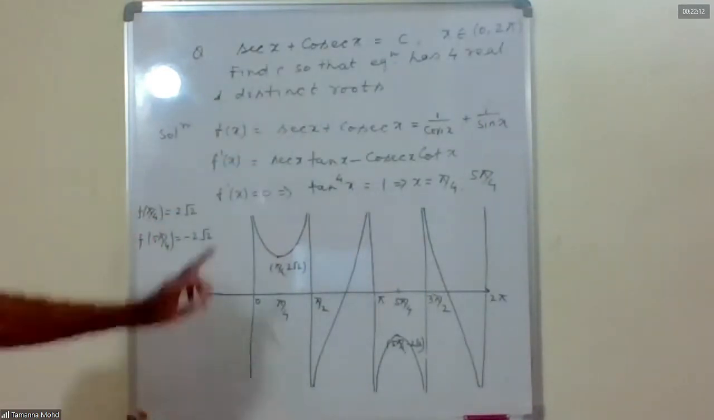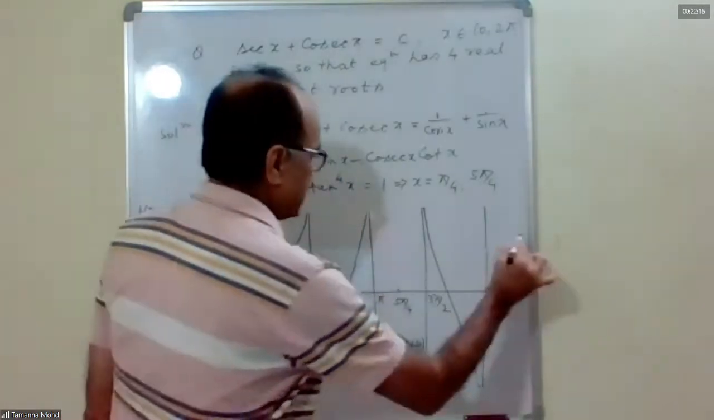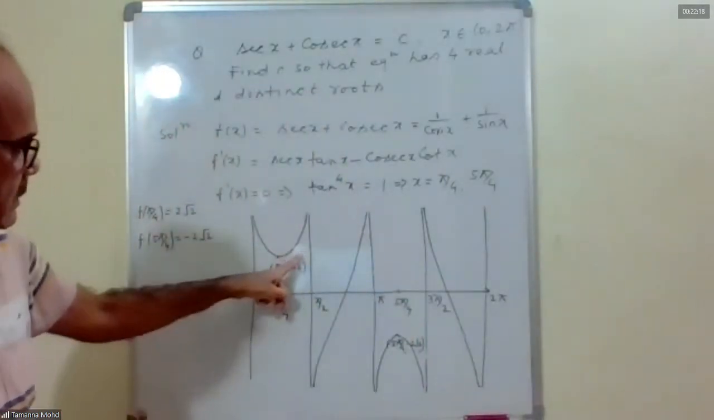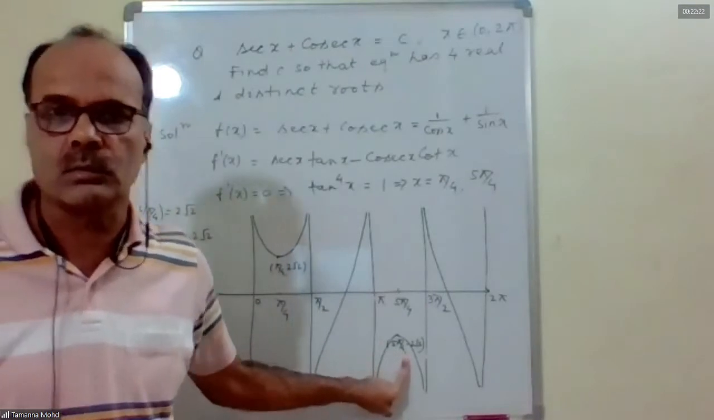In the interval 0 to 2 pi, this will have 4 real and distinct roots if C is greater than 2 root 2 or less than minus 2 root 2.